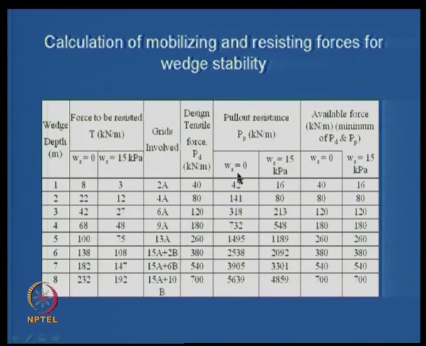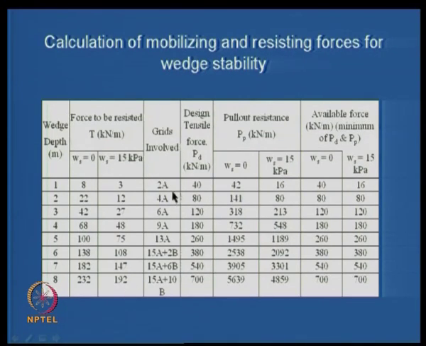Say for example, this is a diagram that I would like to show here. Wedge depth, you have wedges at different depths 1, 2, 3, 4, 5, 6, 7, 8 meters, and the total force that you have to resist will be 8 if it is 0 surcharge, and if it is surcharge, it is 3. So, you calculate all these numbers. This is all the force to be resisted by the members.